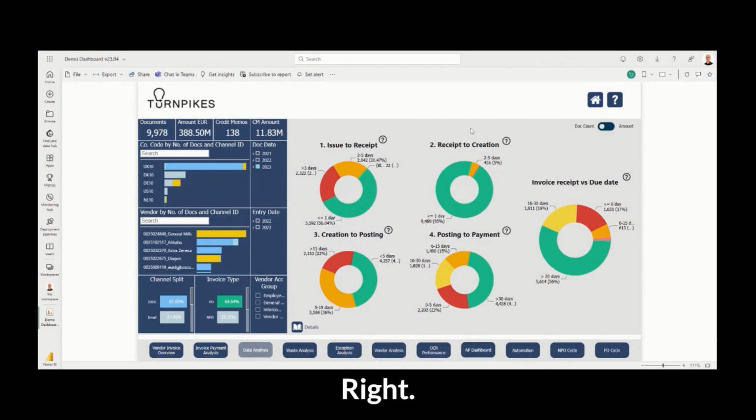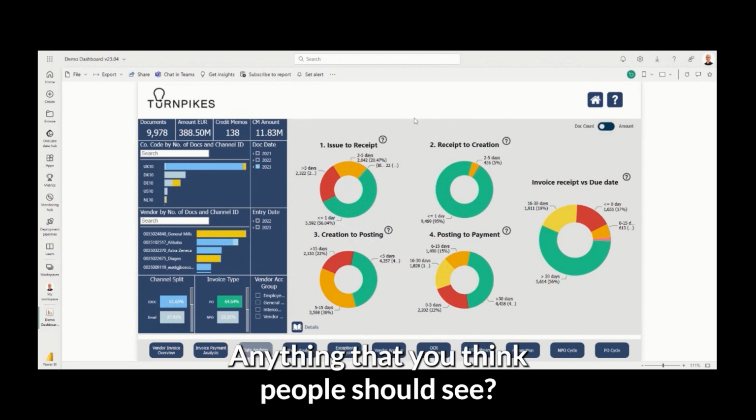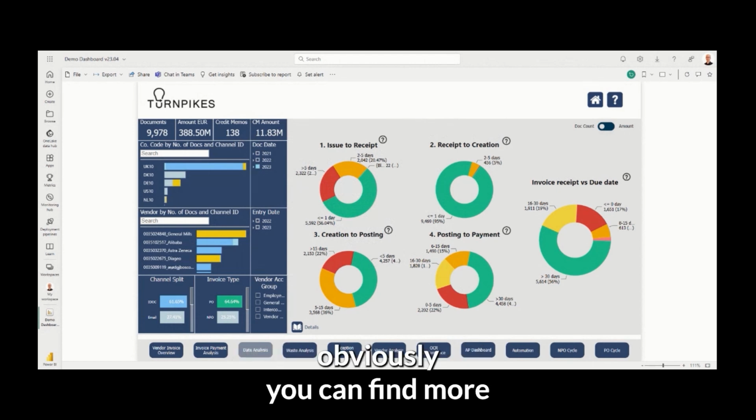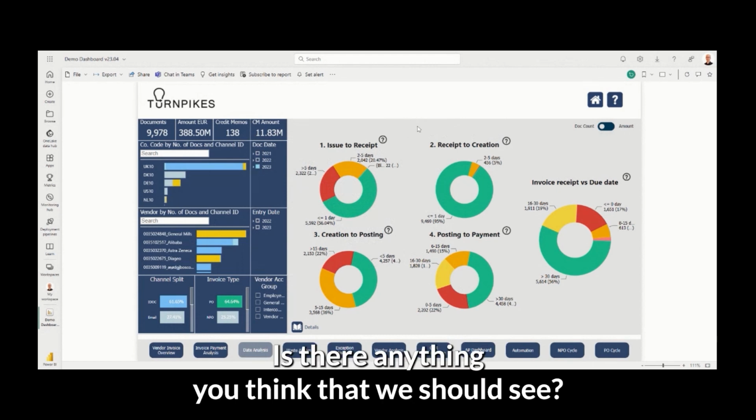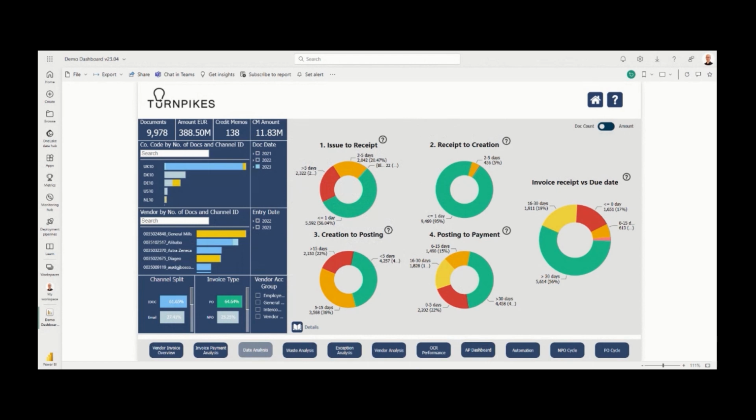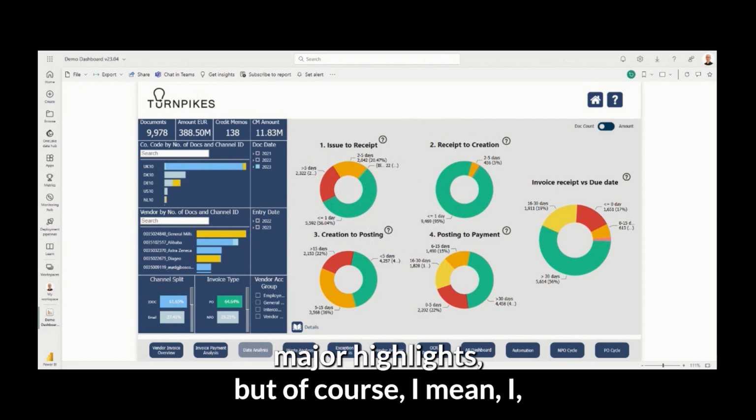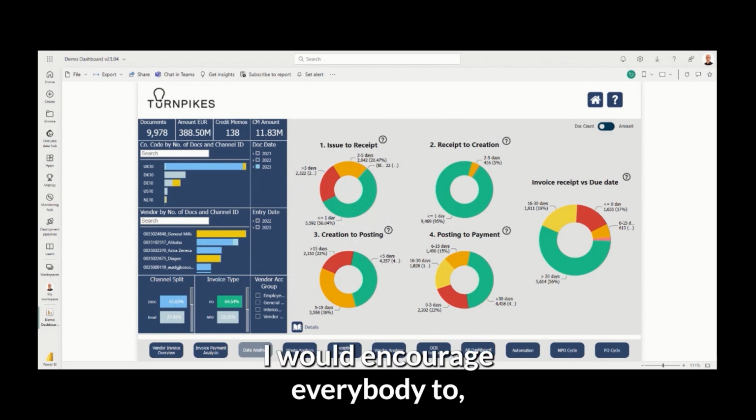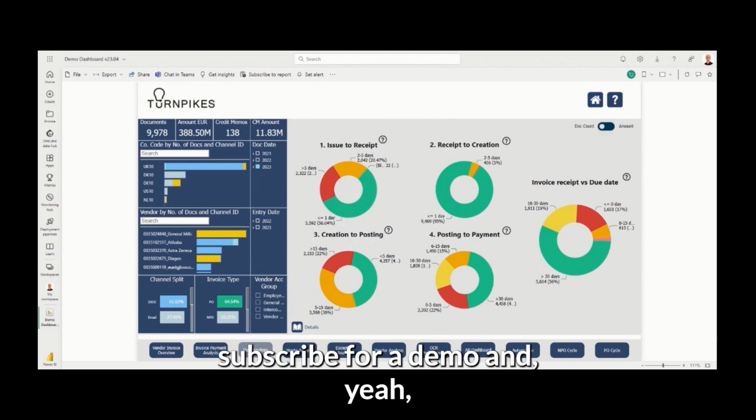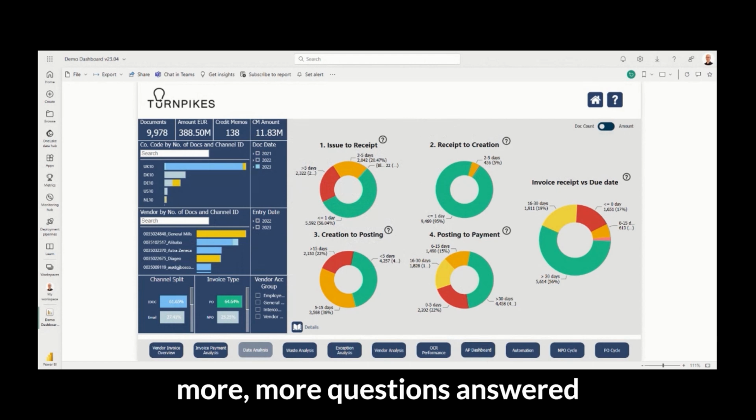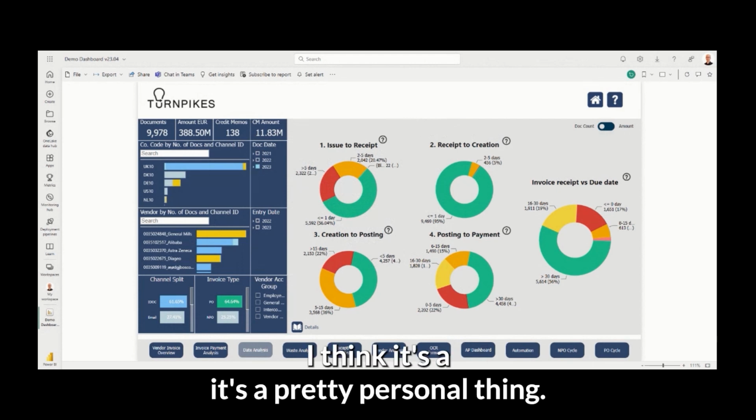Great. Is there anything else you'd like to show? Is there anything you think people should see now? Obviously, you can find more on our website and all of the usuals. I believe this was more or less it. These were the major highlights. But of course, I would encourage everybody to subscribe for a demo, and then we can also have more questions answered.